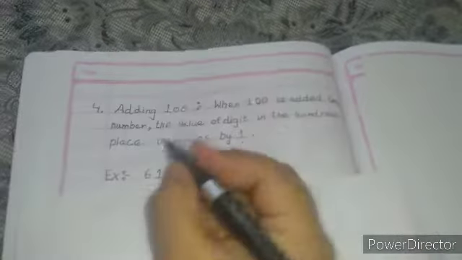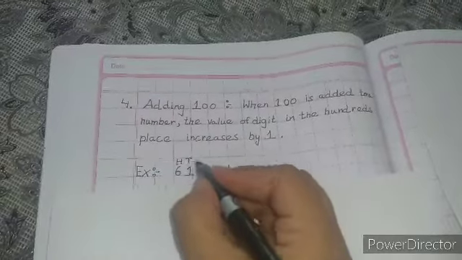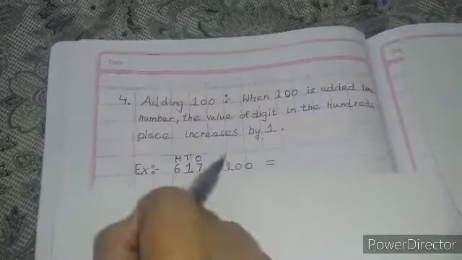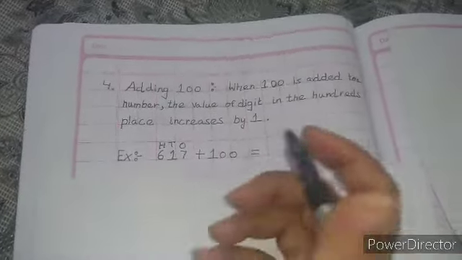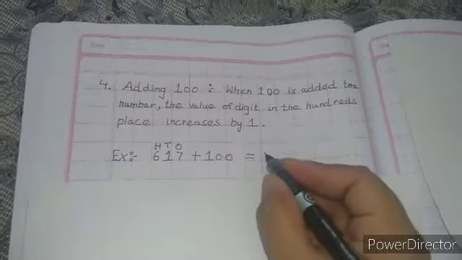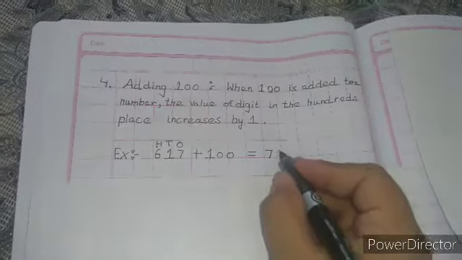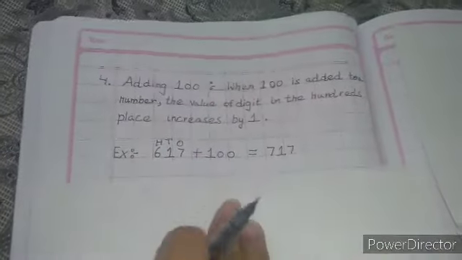Let us see this example. 617 plus 100. First we will put it into place value: hundreds, tens and ones. Here which digit is in the hundreds place? 6. So we will increase 6 by 1. That becomes 7 and the rest of the digits remain the same. So this becomes 717.